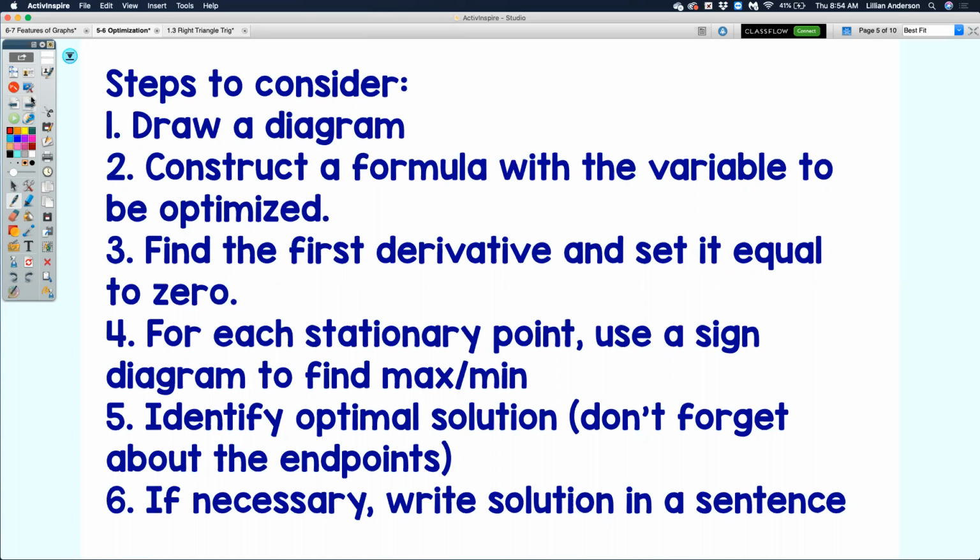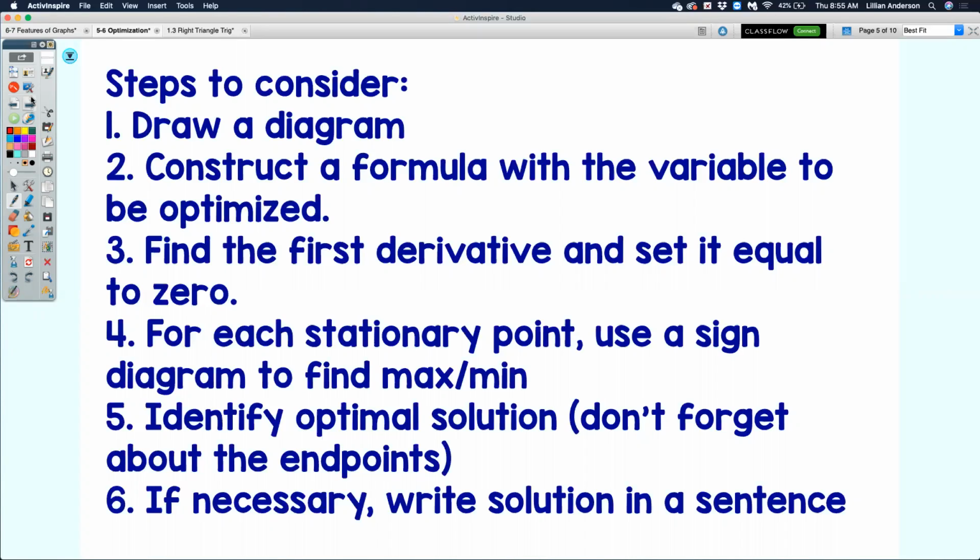And then when we do that, step 5, we're actually going to identify what is the optimal solution. We want to make sure, though, that if there are any restrictions, we're not looking from negative infinity to positive infinity, we're looking from like 0 to 300. We want to make sure that we check the endpoints as well.